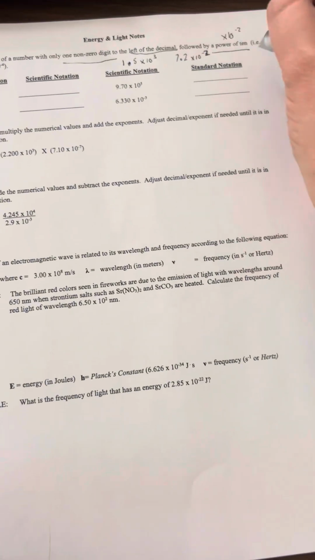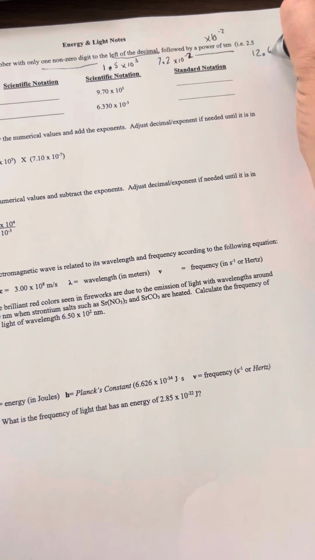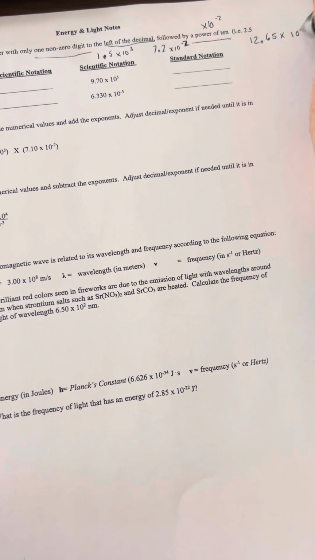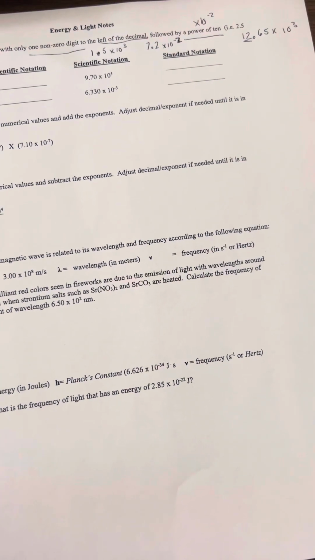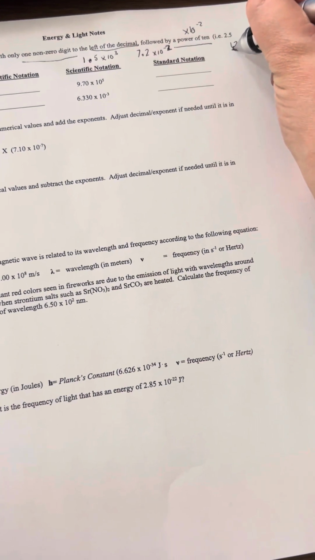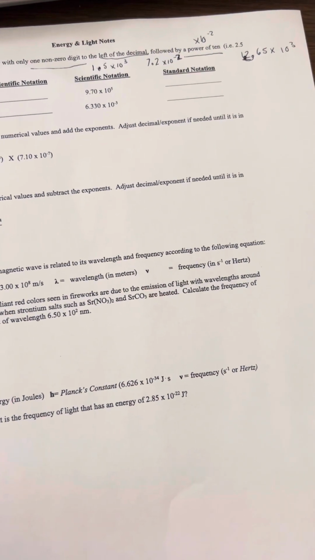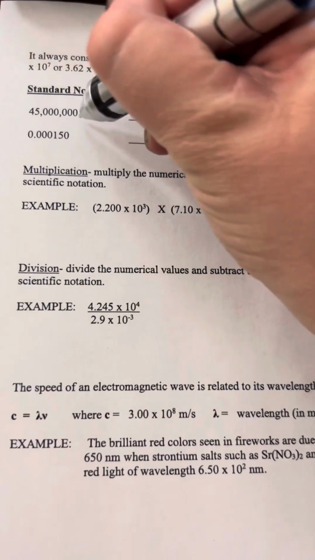All right, something that would not be scientific notation correctly would be 12.65 times 10 to the third. There are now 2 digits in front of the decimal. That is not correct scientific notation. The decimal always has to be after only one digit that isn't zero. Okay, so if those things are true, let's practice doing this one.